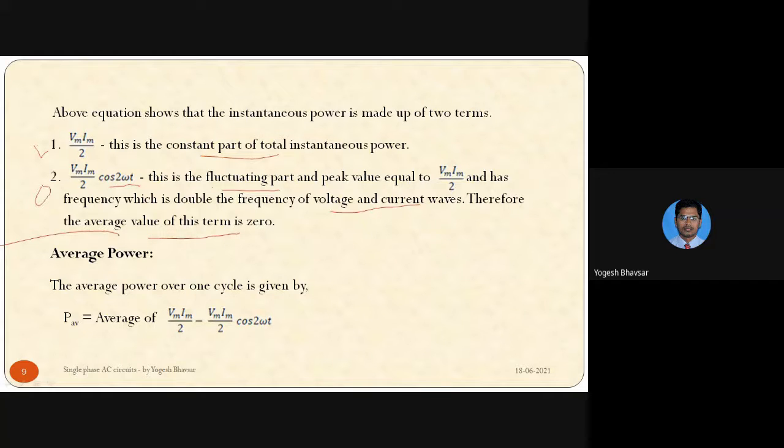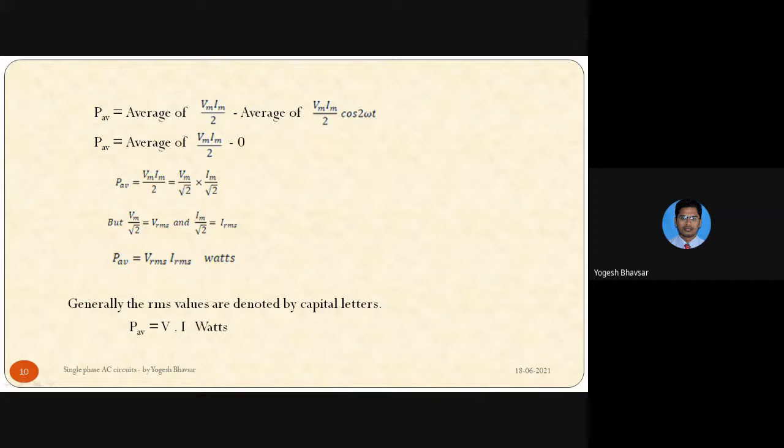For the second term, its value will be 0. So when we calculate the average power, the average of the first term will be present, but the average of the second term will be 0. Because as I stated, there is a cos 2 omega t, and the average of this cosine waveform or sine waveform is always 0 over a complete cycle. So we have average power as Vm Im by 2.